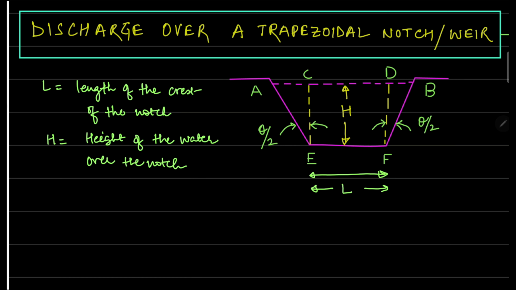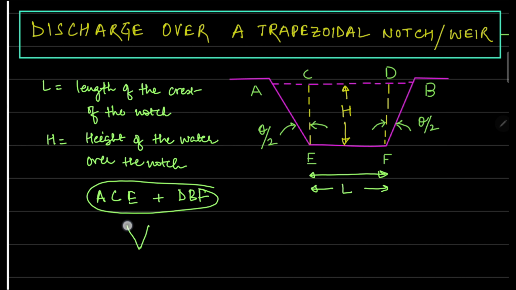So the derivation for such kind of trapezoidal notch is very easy. If you look at this particular figure, this trapezoidal notch is a combination of a rectangular notch as well as a triangular notch. Your triangular notch is the combination of points A, C and E, and then the points D, B and F. If you club this, it will look like a triangular notch like this one.